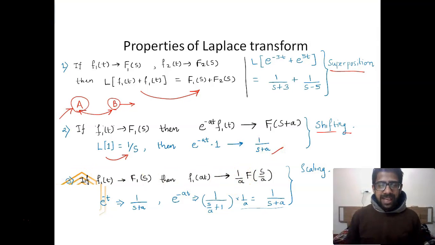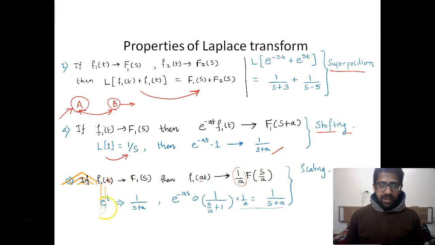The third property is scaling, wherein you multiply the time domain function's time t by a particular constant a. So whenever there is t, now there is at. The Laplace transform changes according to this rule: the whole Laplace transform is multiplied by 1 upon a, where a is the constant, and every s is replaced by s upon a, where a is that constant by which t is multiplied.